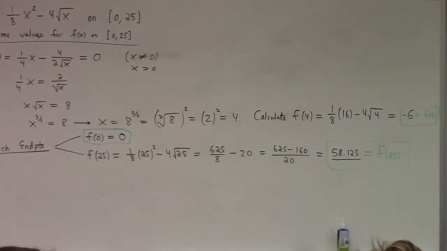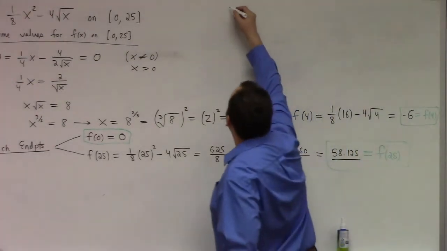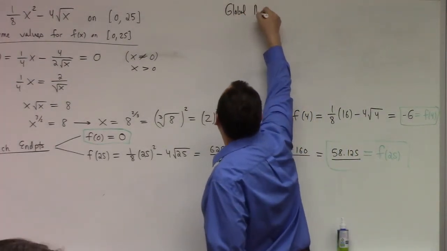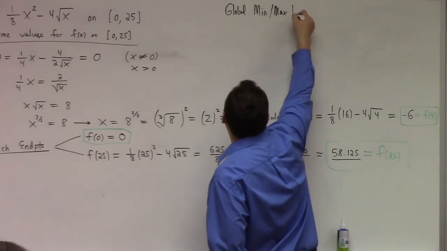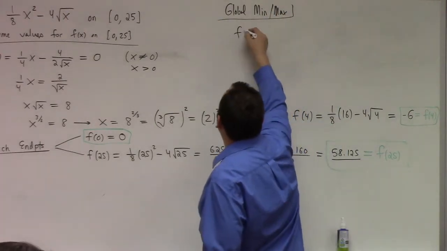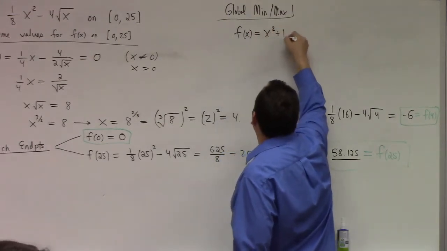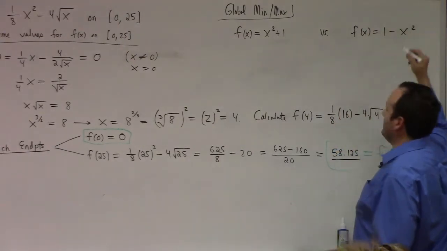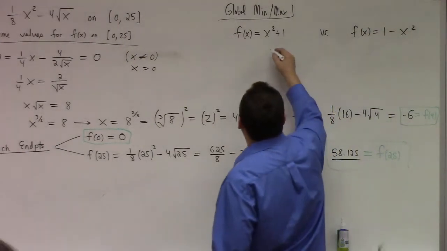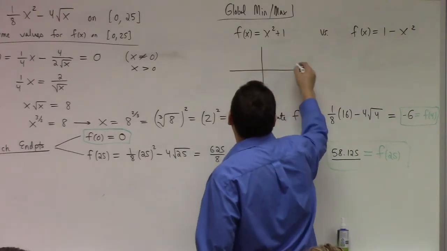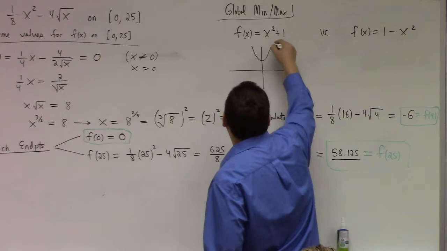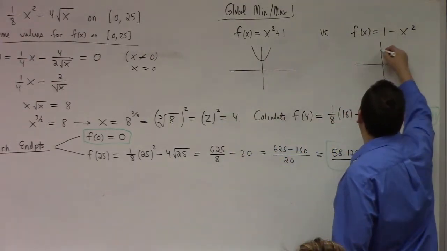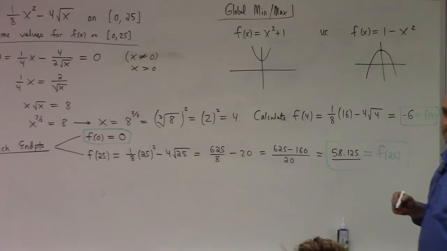All right, so let me go back to your earlier homework problems. There is also the notion of global minimum or maximum. So, for example, f of x equals x squared plus 1 versus f of x equals 1 minus x squared. Right? So here we have this. Here we have that.